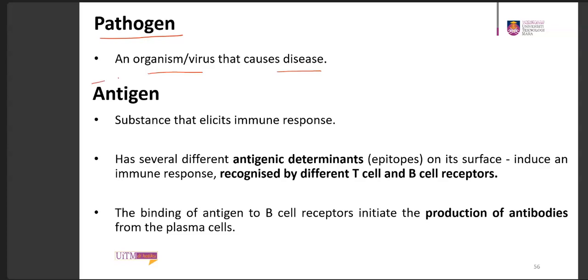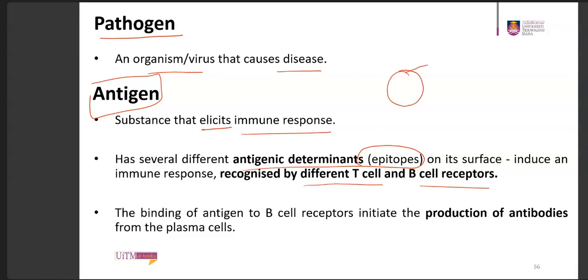Okay, so antigen, what is antigen? It is a substance that elicits or triggers or stimulates an immune response. It has several different antigenic determinants, epitopes, on its surface, which induce an immune response recognized by T cell and B cell receptors. So you have a pathogen, you have the antigen on its surface and an epitope, like that, right?